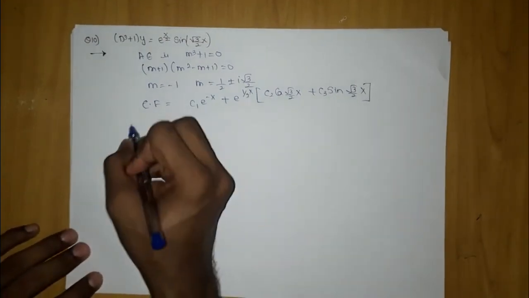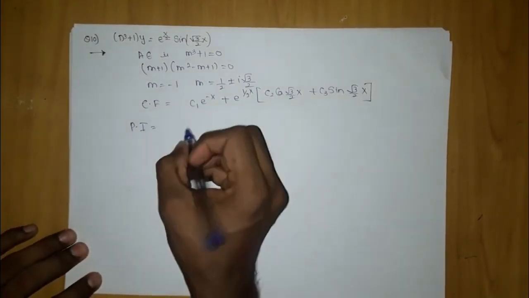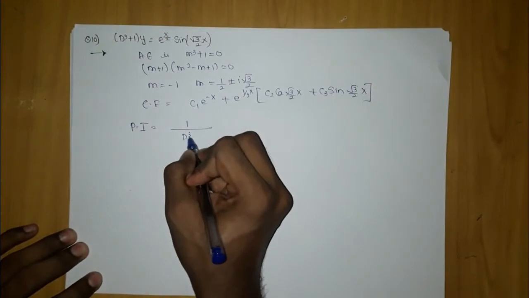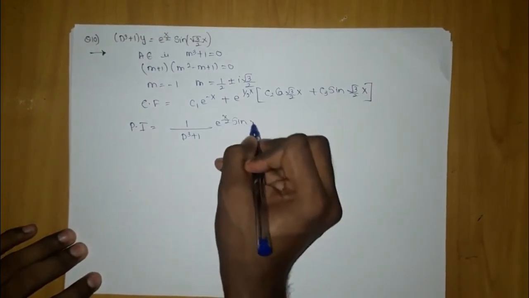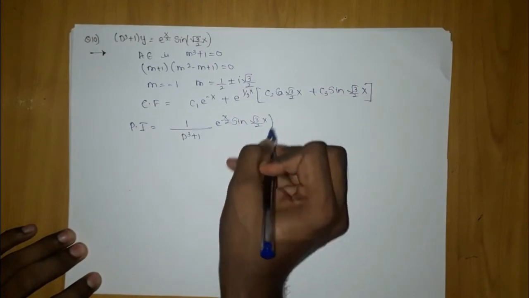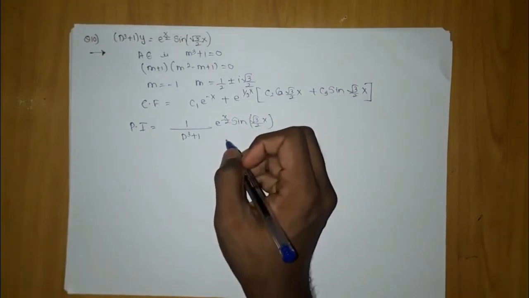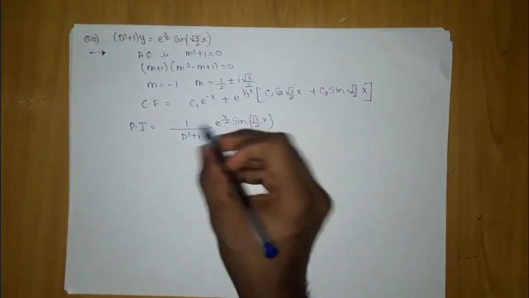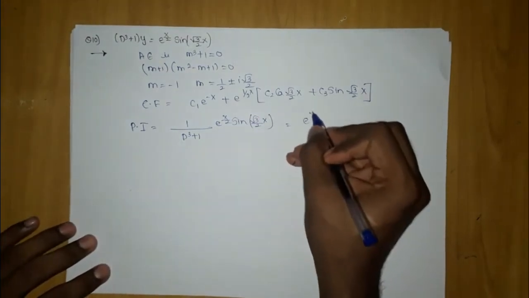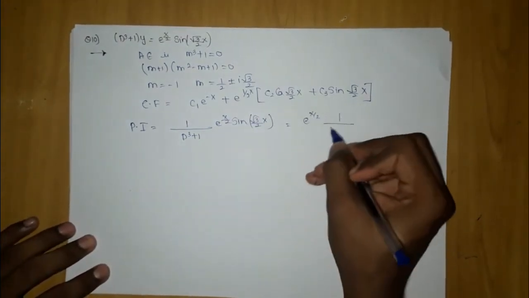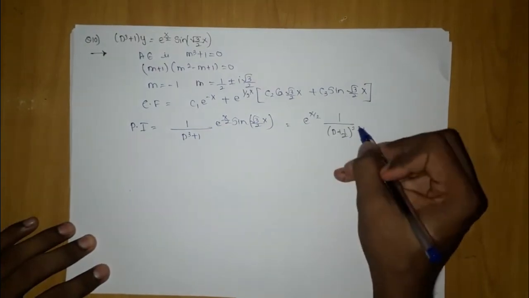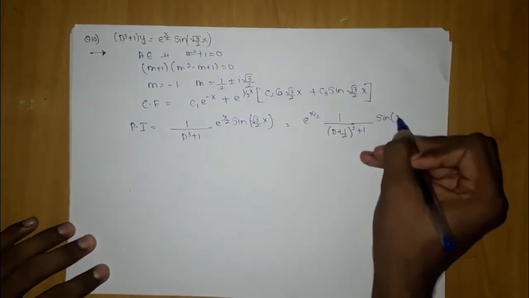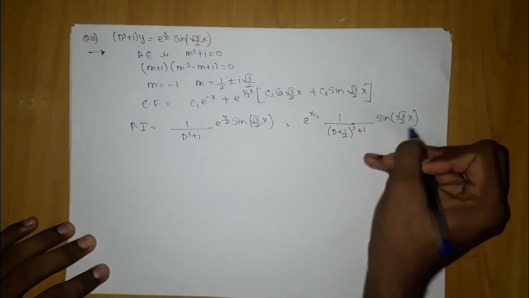Now our job is to get the particular integral. So the particular integral will be 1 by (D cube plus 1) into e to the power x by 2 sin root 3 x by 2. So what we are going to do, we are going to shift the e to the power x by 2 here. If we shift, 1 by ((D plus 1 by 2) the whole cube plus 1) into sin root 3 by 2 x.